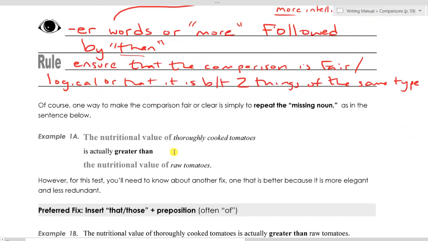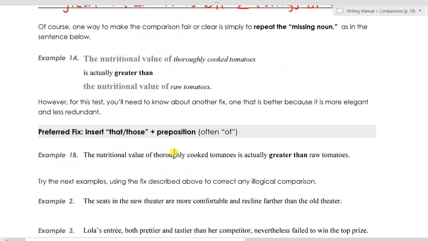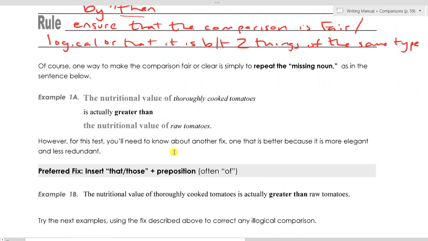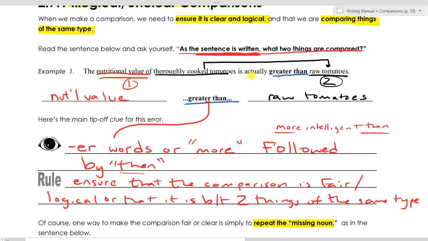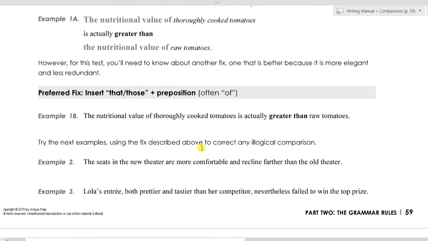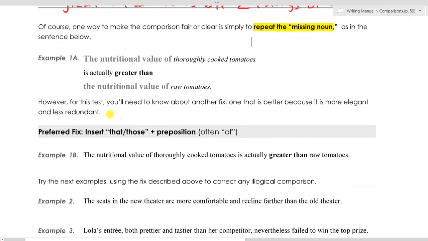So how would we change example 1 up above to make it clear? Well, one way that we could do it is we could just repeat the missing noun. Remember, we were comparing the nutritional value of one type of tomato to the other type of tomato. So what we could do is take this noun, nutritional value, and insert it in front of raw tomatoes. That's what example 1a is all about. We have now: the nutritional value of thoroughly cooked tomatoes is greater than, there's our comparison tip-off clue, the nutritional value of raw tomatoes.